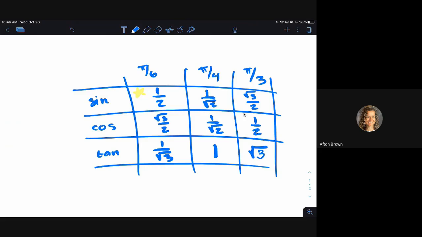You know how on the flashcards it was like pi thirds? Yeah. Good. So good question.